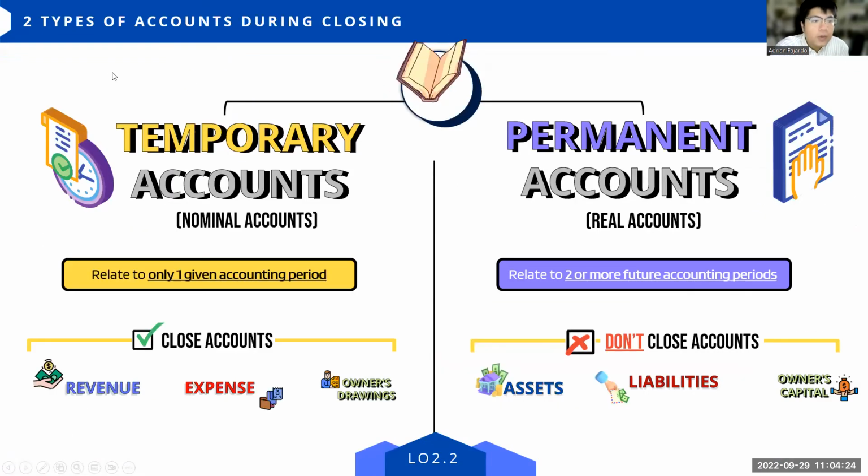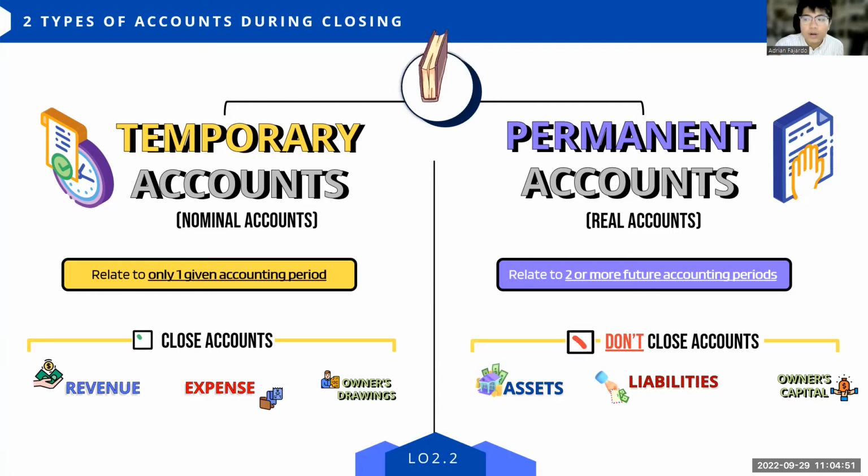So again, the post-closing trial balance ends the closing the books cycle, right? In summary, I want you to memorize the temporary accounts. Revenues, expenses, owner drawings are what we call nominal or temporary accounts. They relate only to one given accounting period and therefore we zero them out. Permanent accounts, on the other hand, we don't zero out, we update, right?